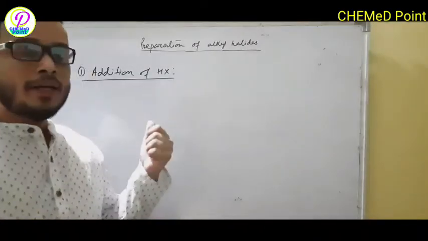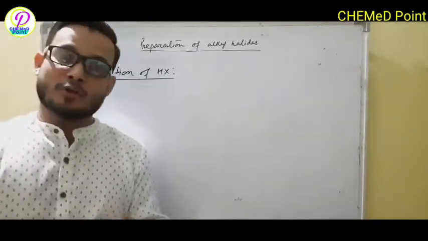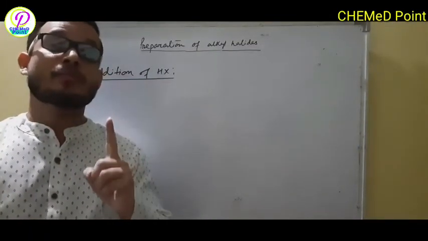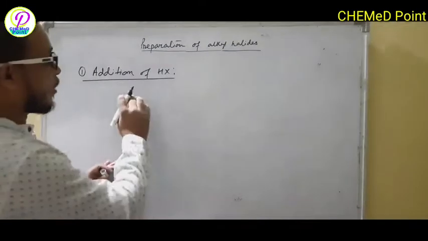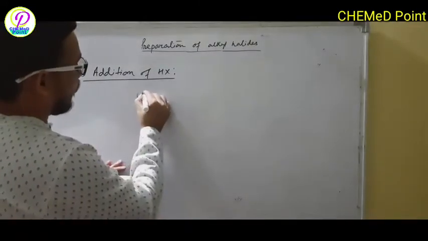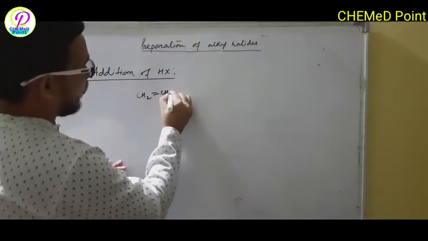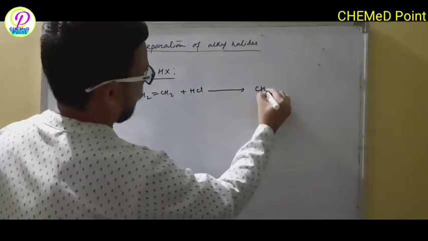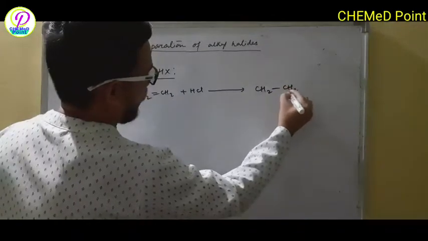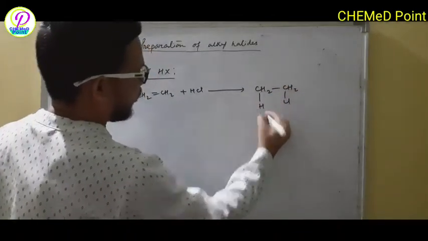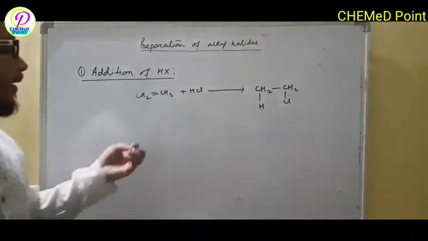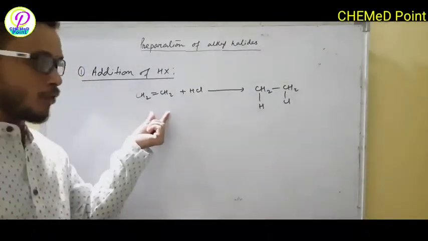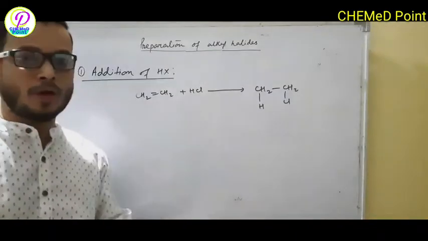So if we add hydrogen halide to the symmetrical alkene, then we'll get one product only. We have seen in our previous example that CH2=CH2 plus HCl gives CH3CH2Cl. So addition of hydrogen halide to the symmetrical alkene molecule gives us only one product.